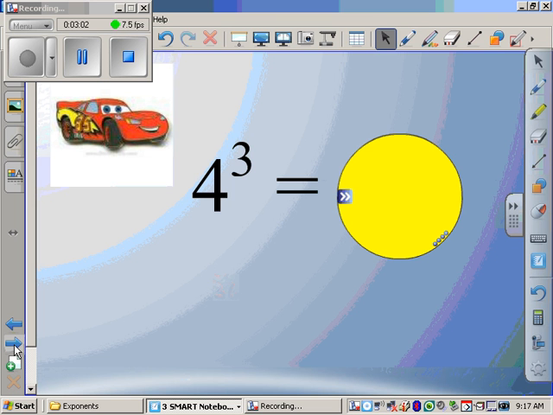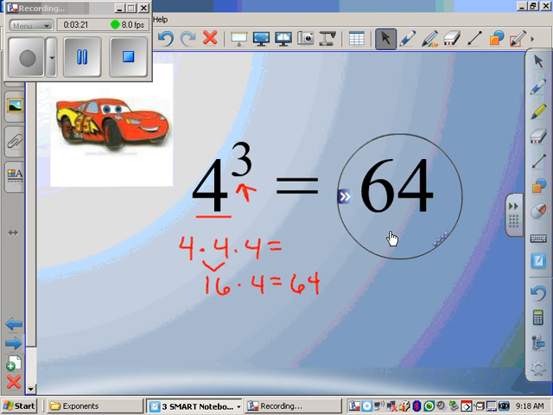In this next example, we have 4 to the third power, or 4 cubed. So we will take the base and multiply it by itself 3 times. So when we multiply this out, 4 times 4 is 16, and then 16 times 4 equals 64. So 4 to the third power, or 4 cubed, equals 64.